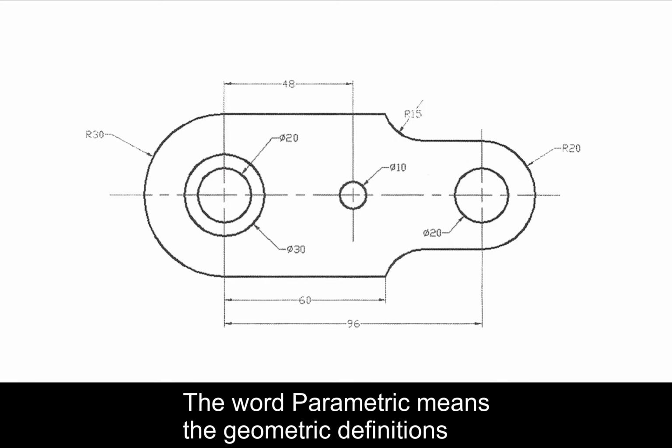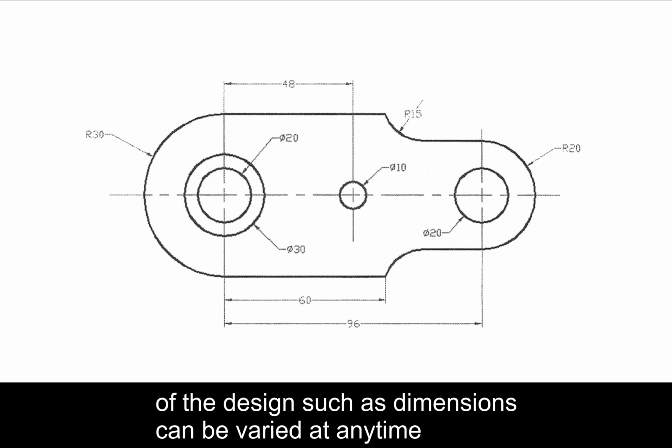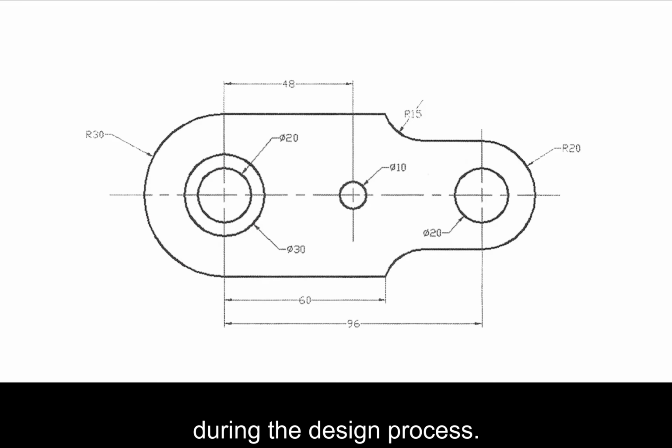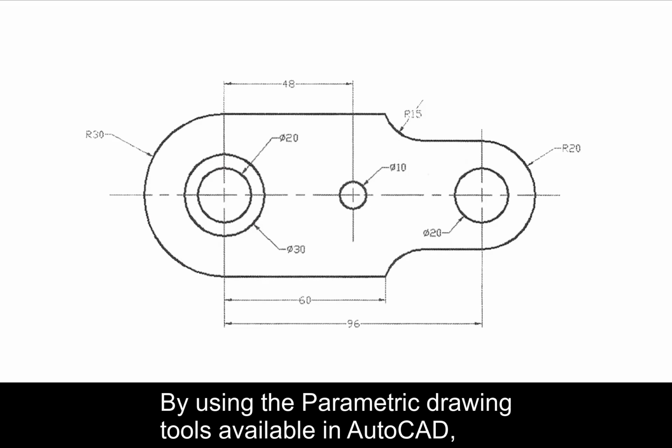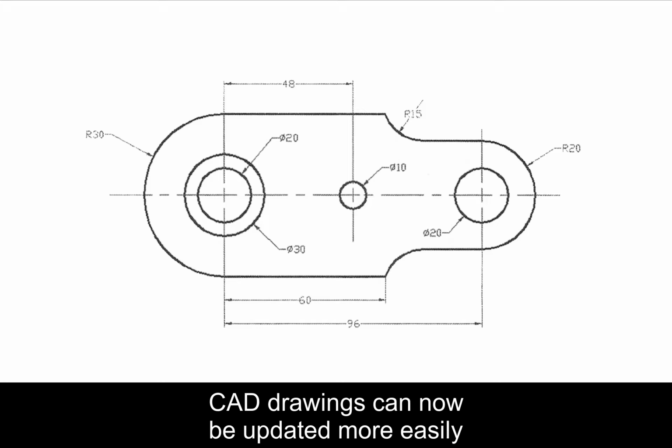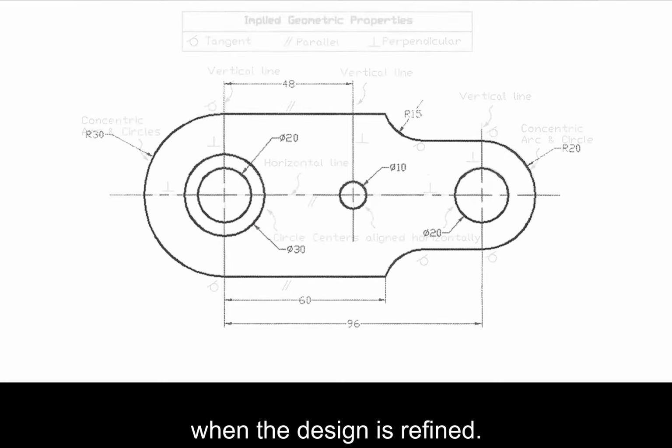The word parametric means that geometric definitions of the design, such as dimensions, can be varied at any time during the design process. By using the parametric drawing tools available in AutoCAD, CAD drawings can now be updated more easily when the design is refined.